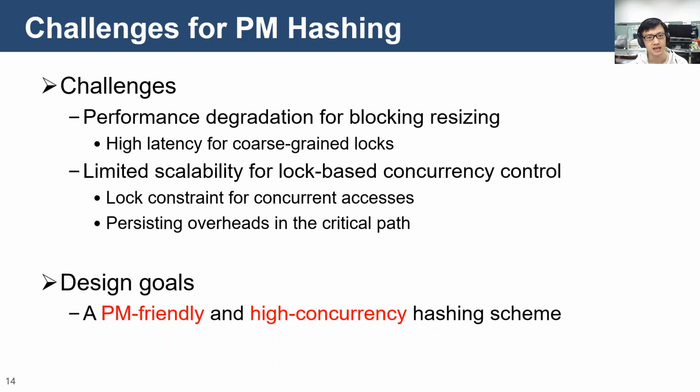To build a high-performance concurrent hashing index for PM, there are 2 challenges. First, the coarse-grained logs for shared metadata during resizing lead to performance degradation. Second, the locks in queries prevent concurrent access to the table. Moreover, the cache-line flushes and the memory fences in the critical path exacerbate the contention. Our work aims to offer a PM-friendly and high-concurrency hashing scheme for persistent memory.